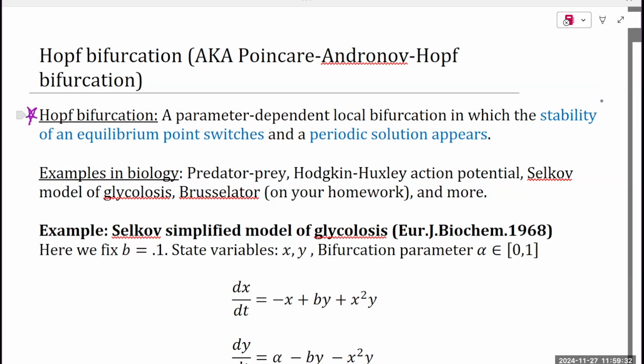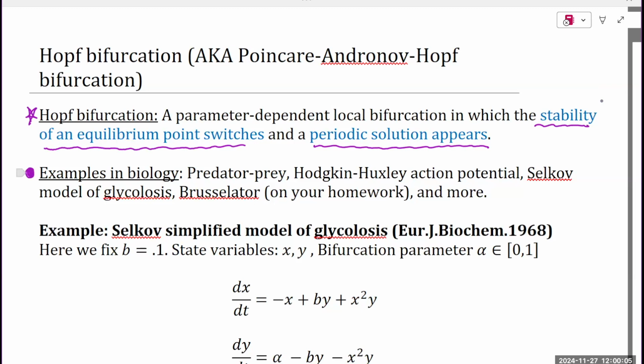The last kind of bifurcation I would like to share with you is known as a Hopf bifurcation. This one requires that we work in 2 dimensions or higher in order to see it. Why is that? It is because what happens in this case is the stability of an equilibrium point is going to switch, and suddenly a periodic solution appears, such as a periodic limit cycle.